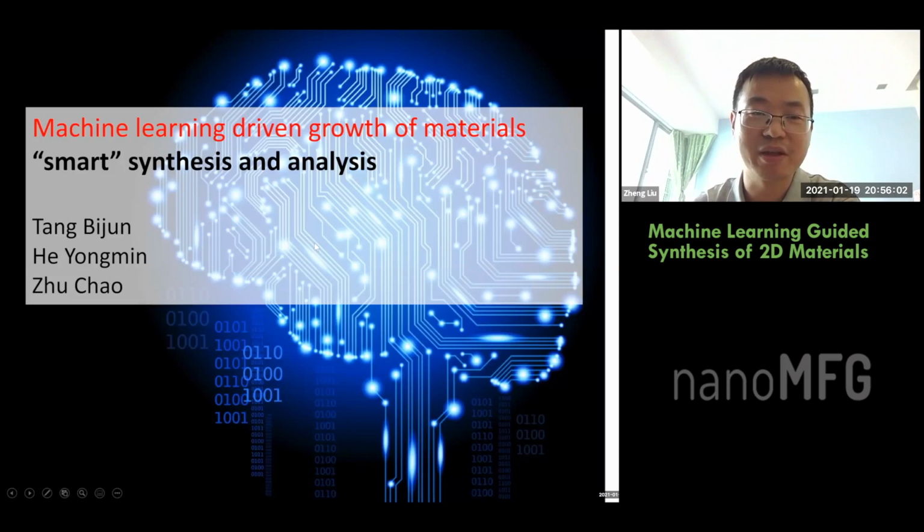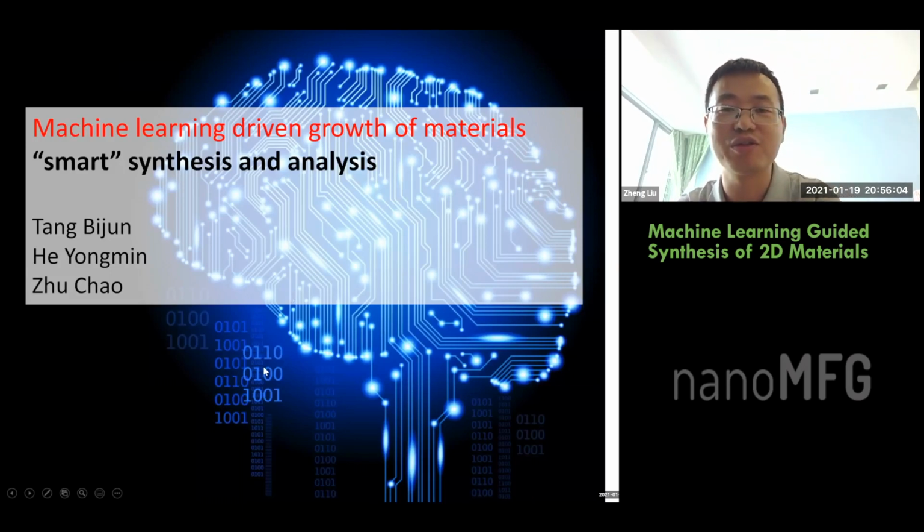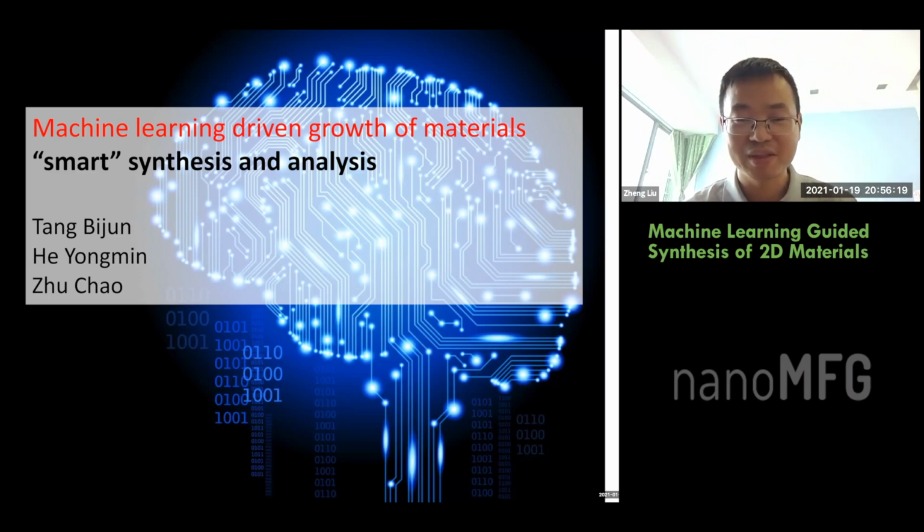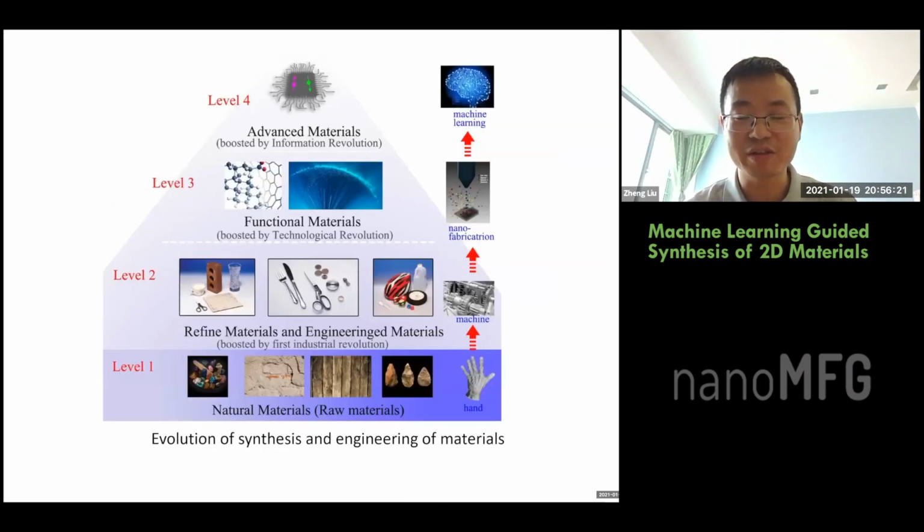The last part, let's talk about the machine learning driven growth of materials. This work was driven by my students Tang Bijun, He Youmin, and Zhu Chao. It turns out we spend a lot of time on the growth of materials, and it's really time consuming, right? So we are thinking, can we use machine learning to reduce the cost and the time of making new materials?